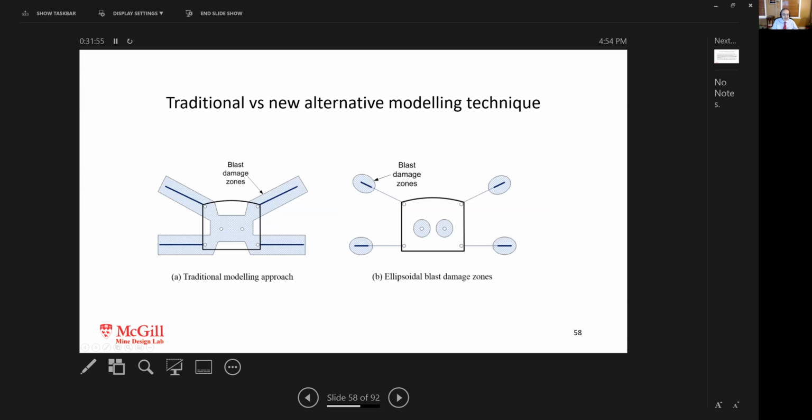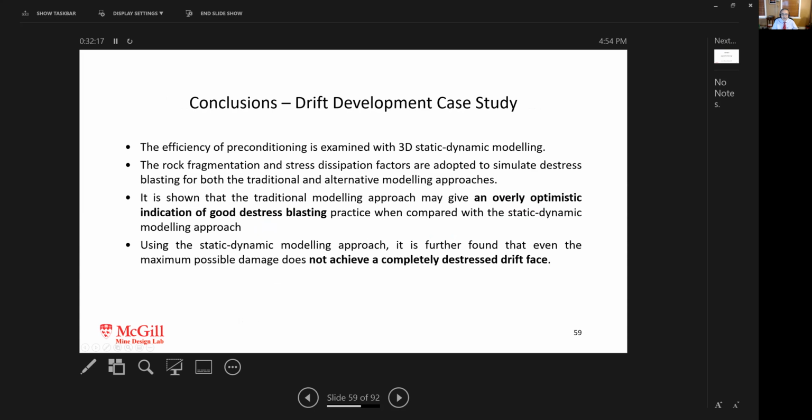The traditional modeling approach assumes that all of these zones are completely damaged and distressed. Well, the new model, the alternative modeling technique with the static dynamic, shows that only localized damage is observed around the drift. And when we compare these two results, we concluded that the traditional modeling approach may give an overly optimistic indication of good distress blasting practice.